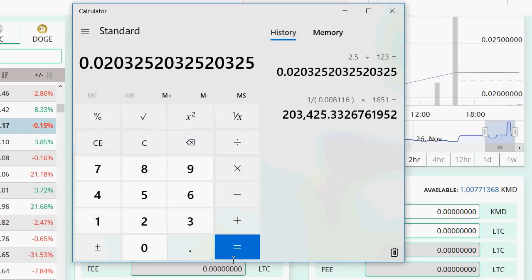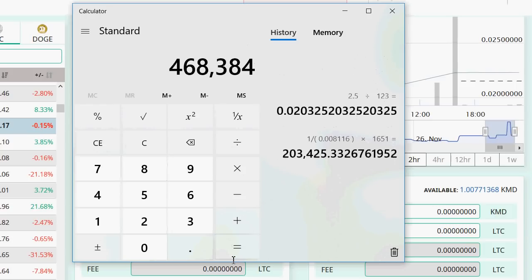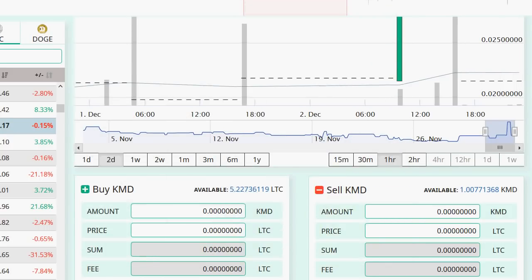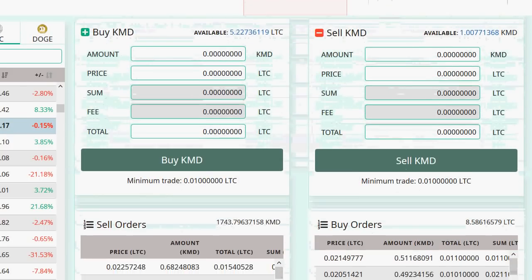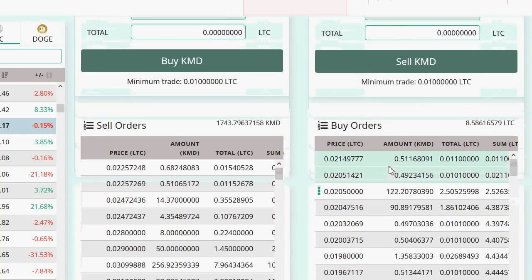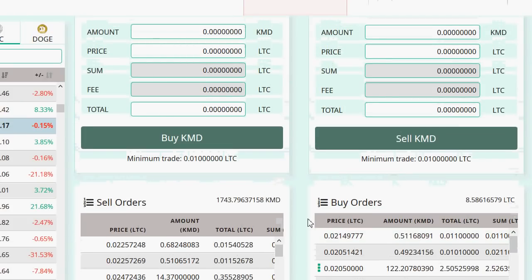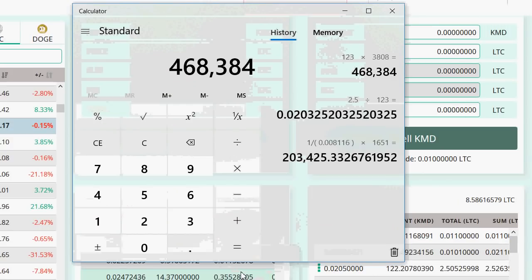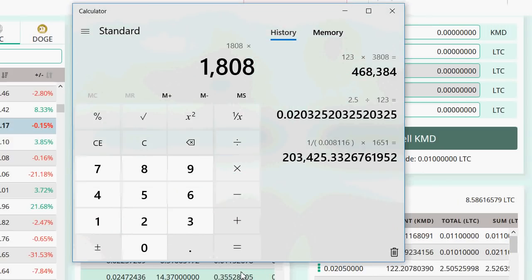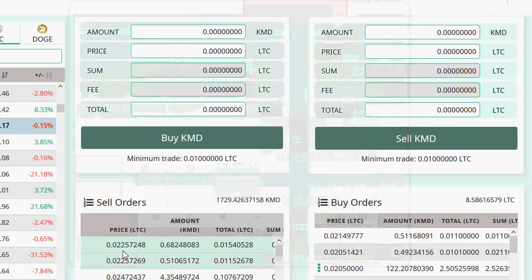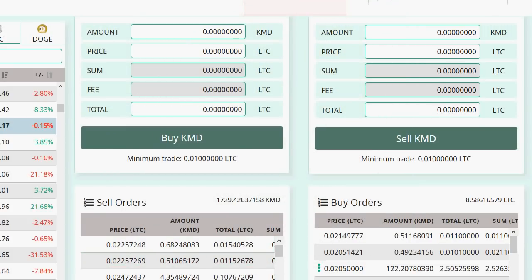And what we're going to do, we know the ratio is 123 and about 3808. So we're looking at the 468 handle. And what we see here, no, it's 225. This is against Litecoin. Let me just do this again. 1808. No, okay, 222 handle. So at 225, that's even more expensive.